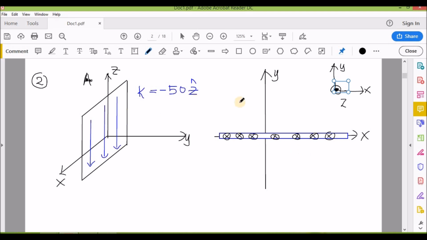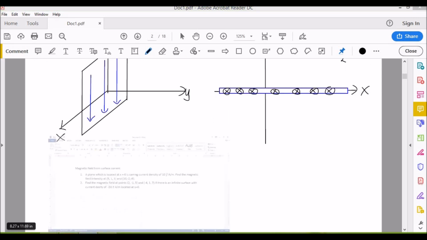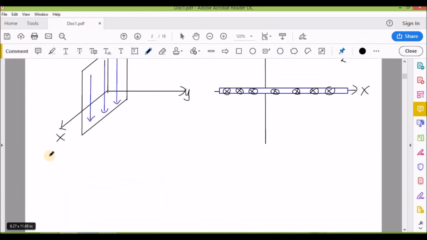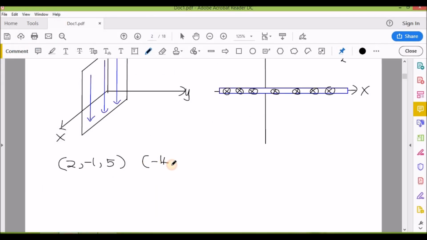You must always compare these two things. You cannot simply assume this one is negative x or z or whatever. You have to always refer to this 3D. So let's look at how we calculate the magnetic field. What points do you have? The first is 2, negative 1, and 5, and the second point is negative 4, 1, and 7. So these are the points.